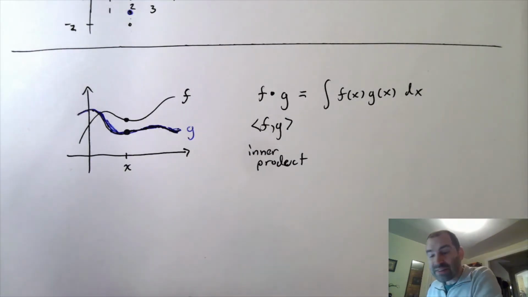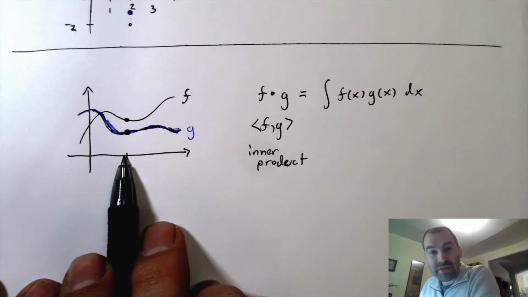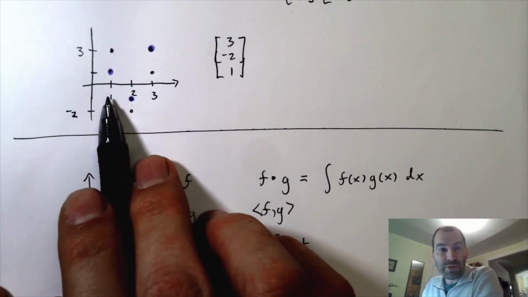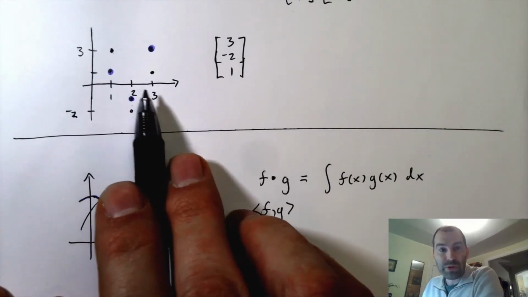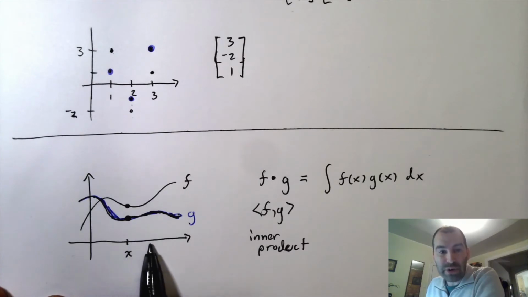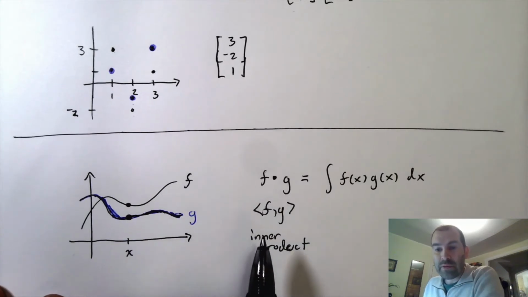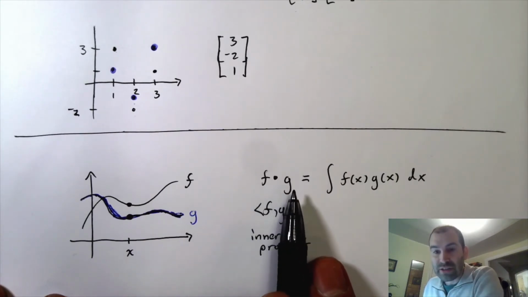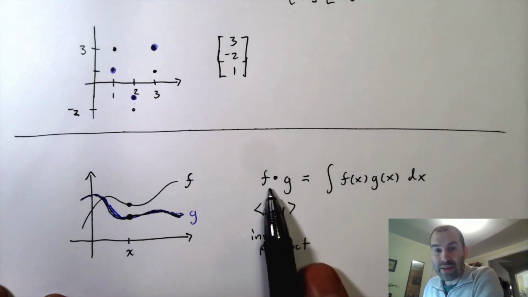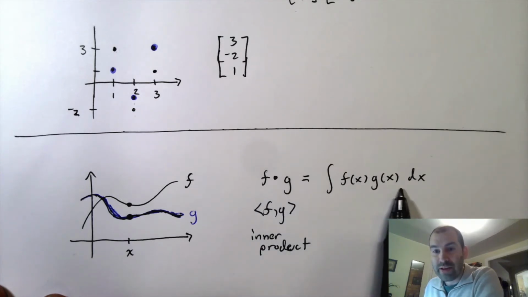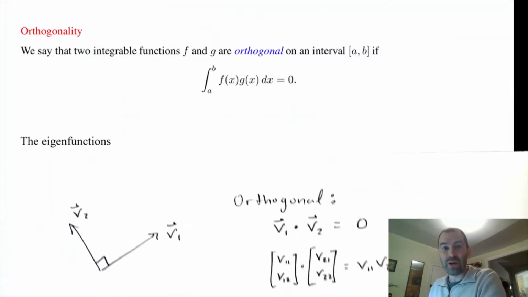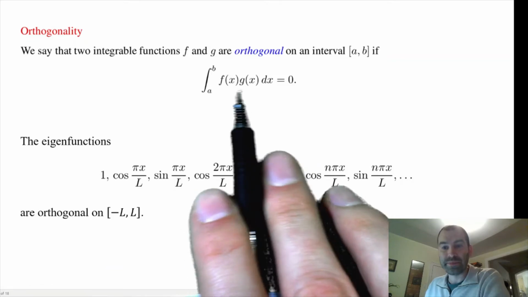And you can see that a function is like a vector, except instead of only finitely many components, 1, 2, 3 components, it has a component for every x. So it's like an infinite dimensional vector. And so for two functions to be orthogonal, we say that this dot product, this inner product, this integral is equal to 0. And that's the definition that we're using right here.